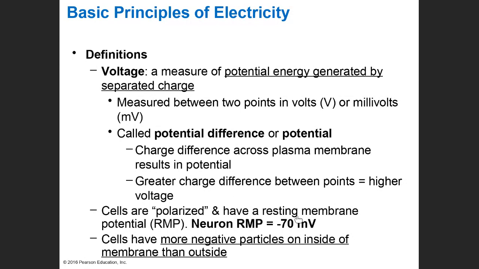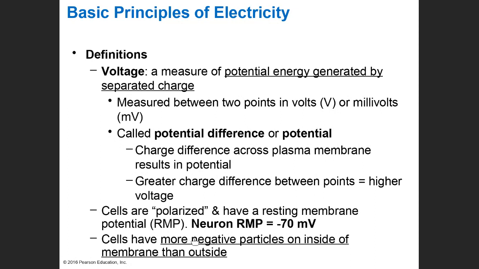Now, when we have resting membrane potential, the term polarized is used. Cells are considered polarized when they are at rest. You should definitely know this number for sure. There are a few different values that I'm going to ask that you know, and this is the first one. Like a muscle cell, the resting membrane potential of a neuron is negative 70 millivolts.